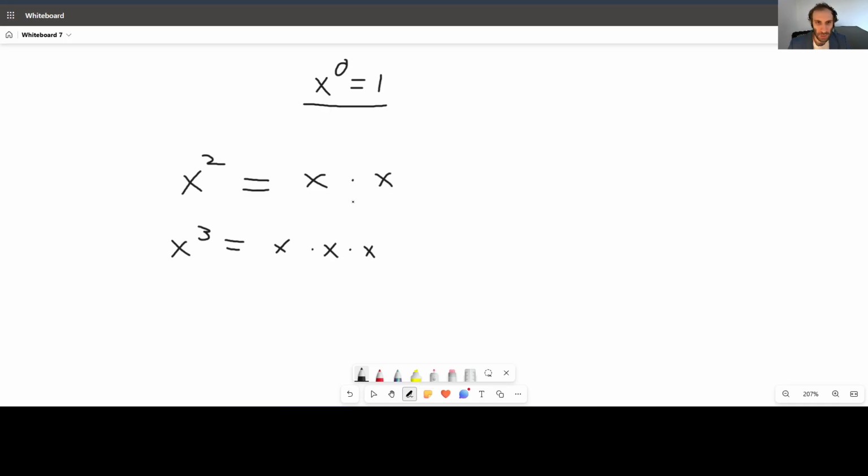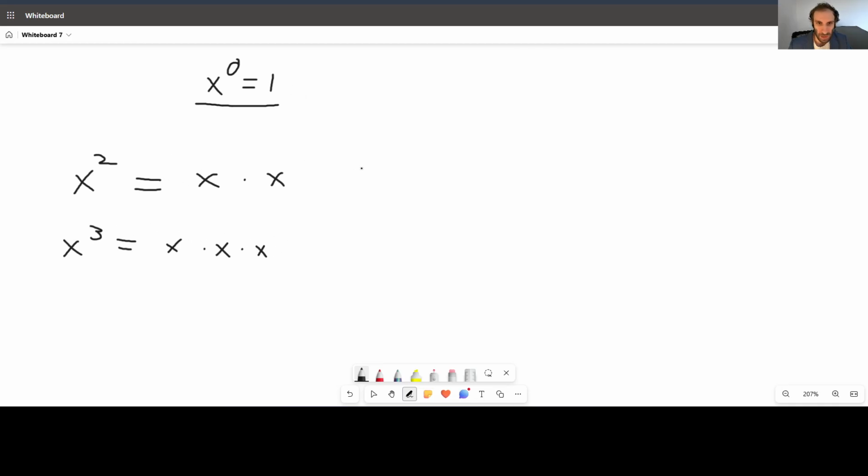So how do we get from this, what we already know, x squared meaning x times x, and x cubed meaning x times x times x, how do we get from that to somehow showing that x to the 0 power equals 1? That seems a bit strange. Well, here's how we can do that. So let's start with x to the third.